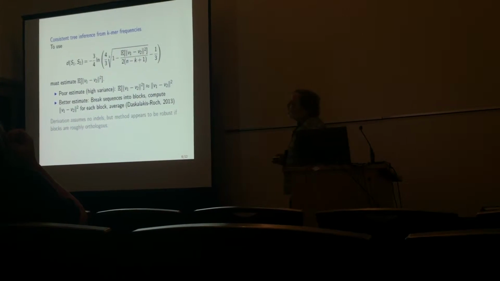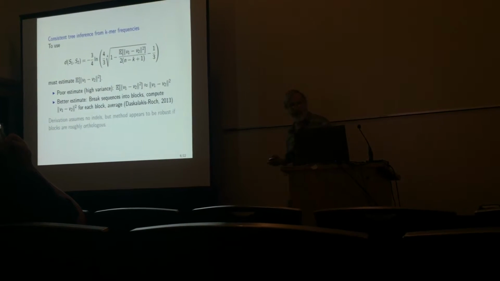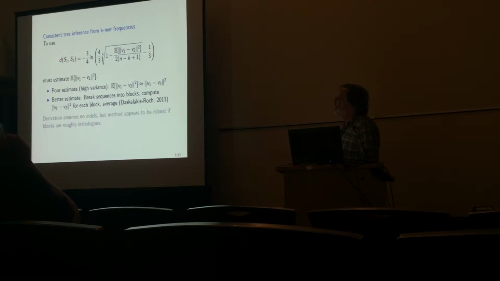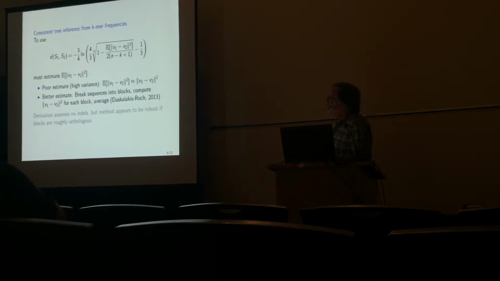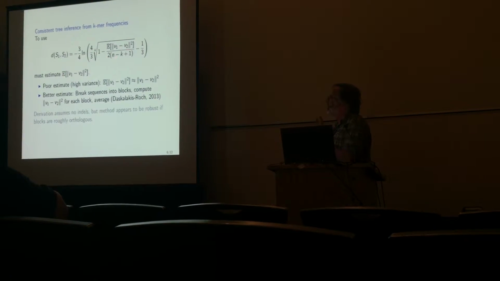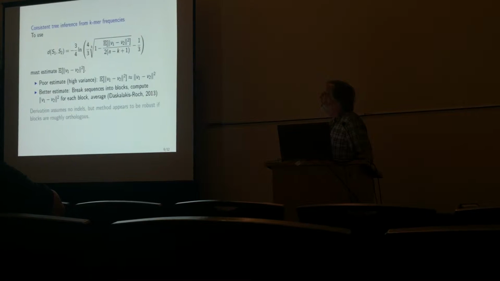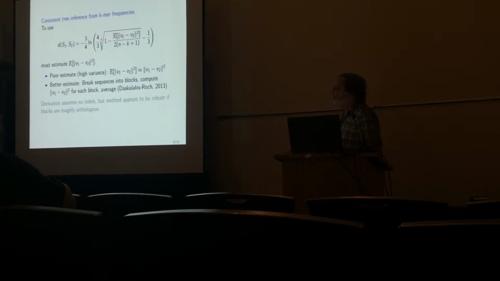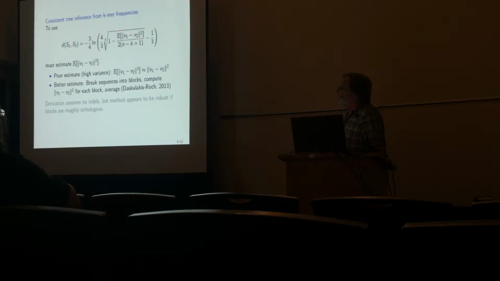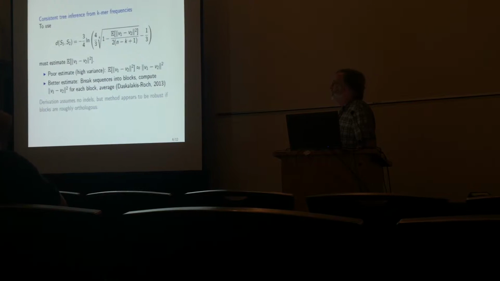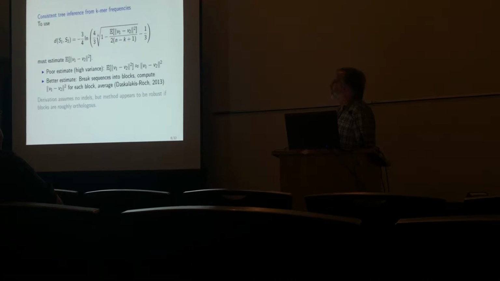Okay, so, but if you want to use this to develop a method of consistent tree inference, okay, then you're going to define the distance between two taxa as this formula. And so I'm specializing to the Jukes-Cantor model just to keep the formulas a little bit cleaner. And so if I can just get this expected value right here, then I can recover the distance well, and then I can do standard tree building to get the phylogeny.